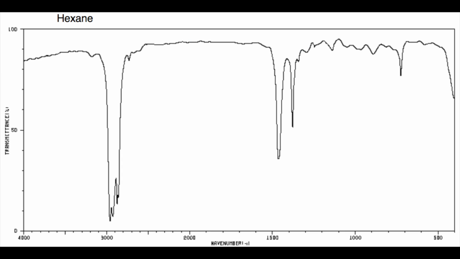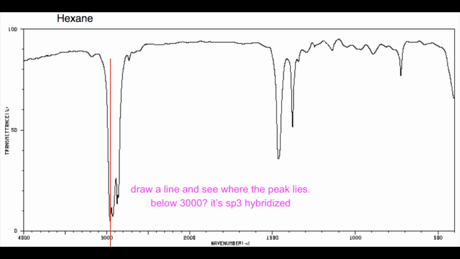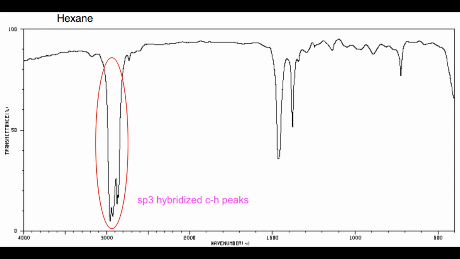CH bond peaks for different hybridizations have a process when it comes to identifying which is which. Let's look at hexane, where all the CH bonds are sp3 hybridized. These CH sp3 hybridized peaks are below 3000. A good tip is to draw a line or use a piece of paper and line up the peak and see where it lies on the 3000 line. If it's under 3000, it's sp3.